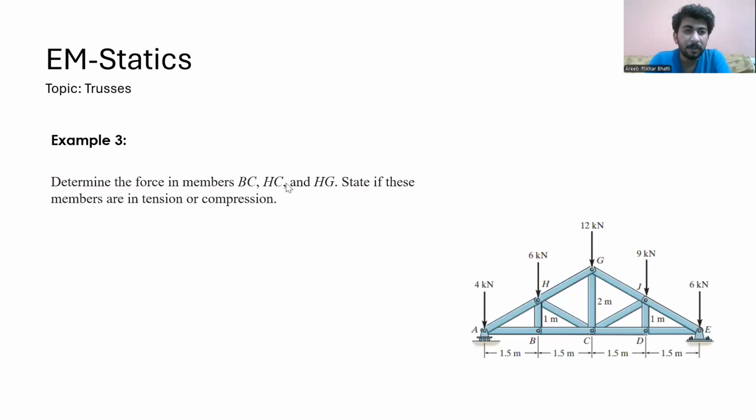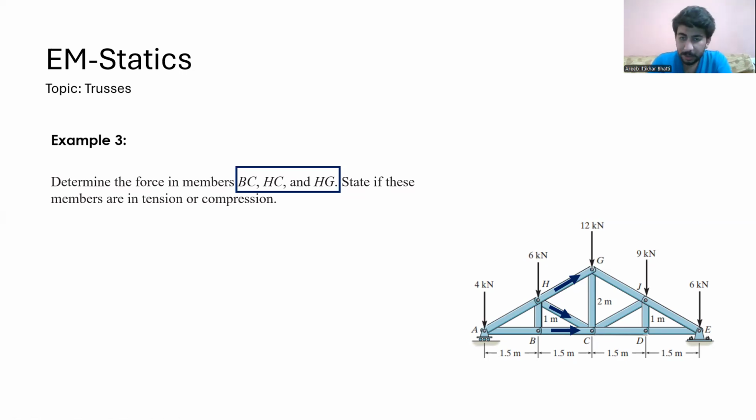So in this lecture, we are going to solve example number 3. In example 3, we have to find the forces in the members BC, HC, and HG. And we also have to find whether the members are in tension or in compression. So you are seeing this member HG, this member HC, and this is member BC.